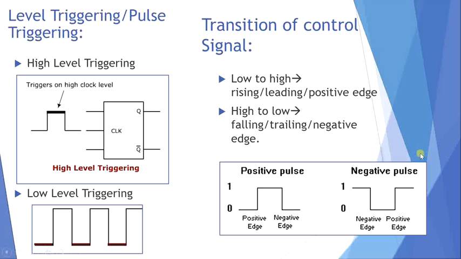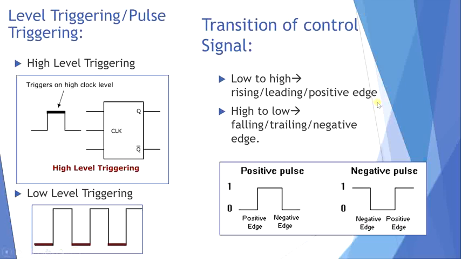This is very important, especially when you are going for edge triggering. So low to high, that is, the transition of the control signal from its low level to a high level, that is from 0 to 1 in positive logic, will be called the rising or the leading or the positive edge of the control signal. So you can see the positive pulse wherein this is the 0 to 1 transition, that is low to high, and this is referred to as the rising, leading or positive edge.